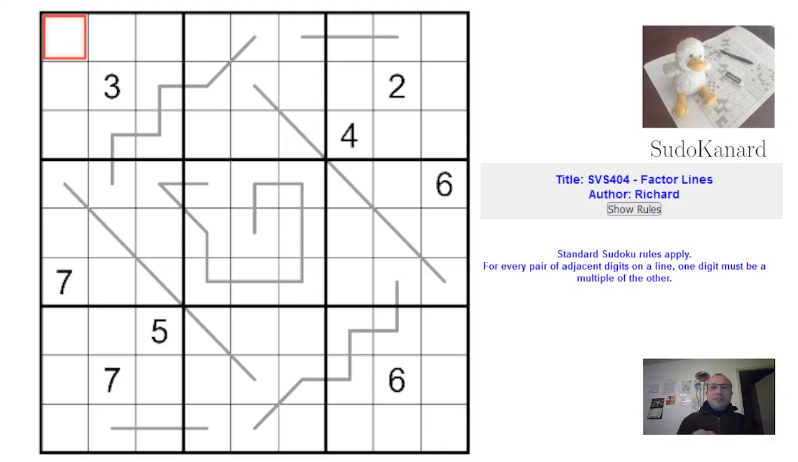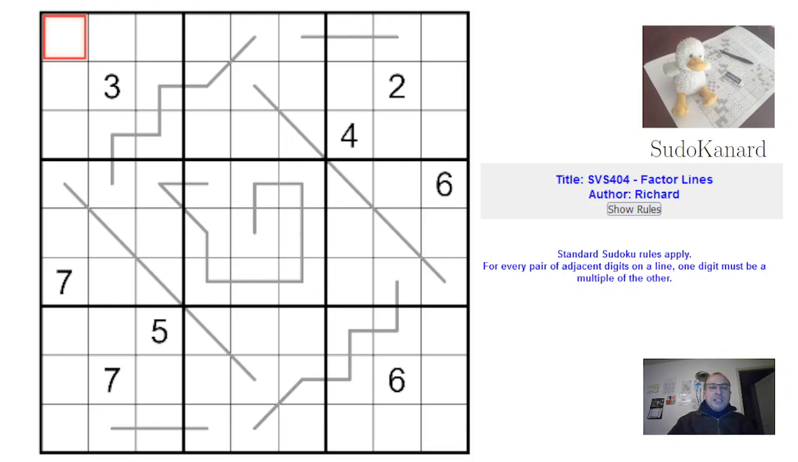We're here to solve Factor Line Sudoku by Richard Stolk. This is part of his Sudoku variant series that had been on hold for quite some time. Richard started his series again a few weeks ago, and I was not aware of that. I have to thank a viewer for pointing out this puzzle that was requested for this video.